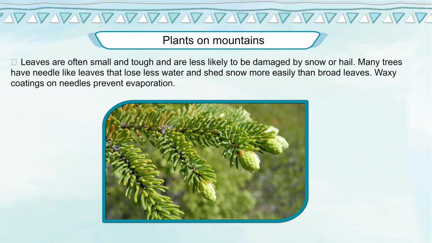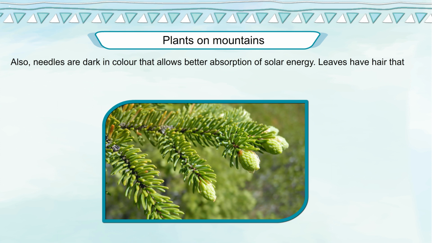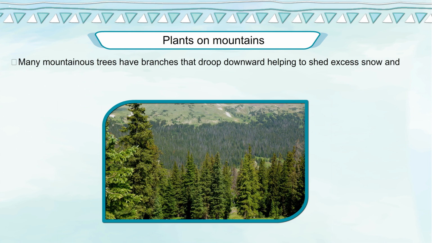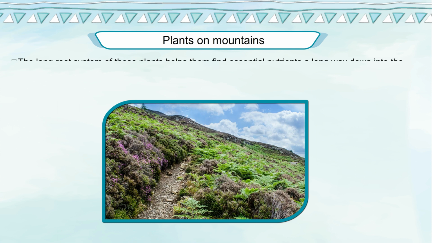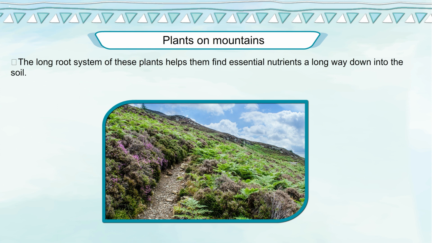Waxy coatings on needles prevent evaporation. Also, needles are dark in color that allows better absorption of solar energy. Leaves have hair that protects them from the cold. Many mountainous trees have branches that droop downward, helping to shed excess snow and prevent the branches from breaking. The long root system of these plants help them find essential nutrients a long way down into the soil.